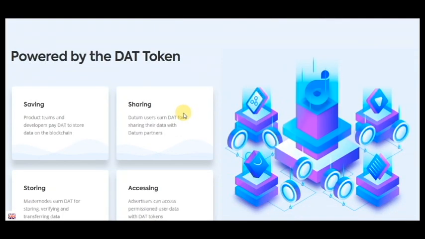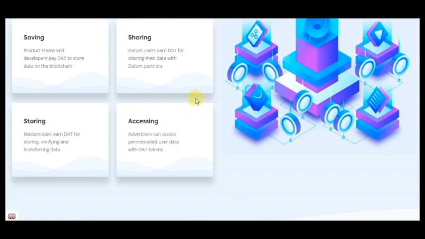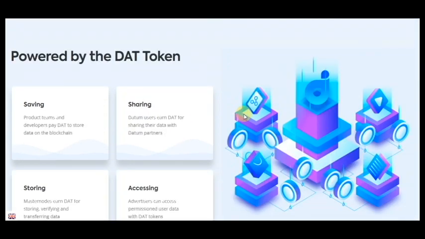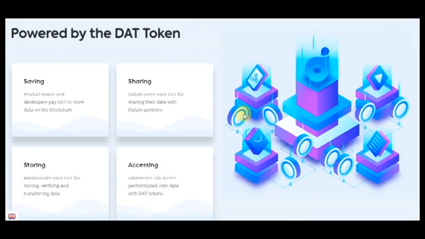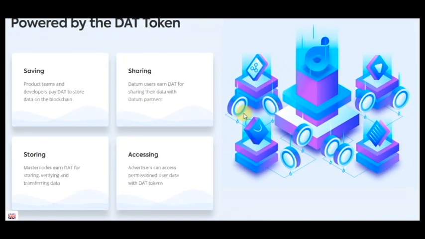So here is information about the token. Where can you use this token? First of all, product teams and developers pay Datum to store data on the blockchain. Datum users earn Datum for sharing their data with Datum partners. Advertisers can access permissioned user data with Datum tokens, and you can use it for storing. Master nodes earn Datum for storing, verifying, and transferring data.